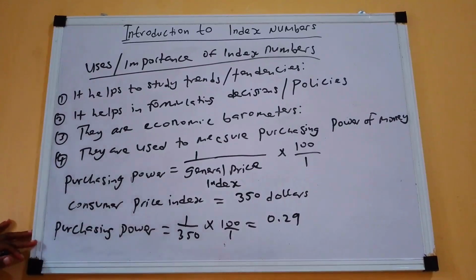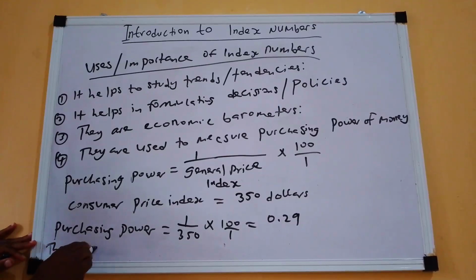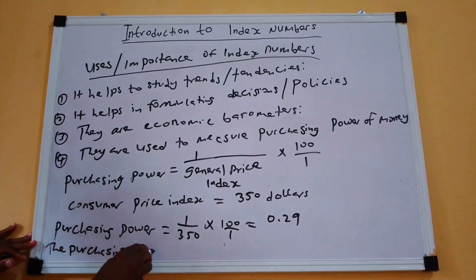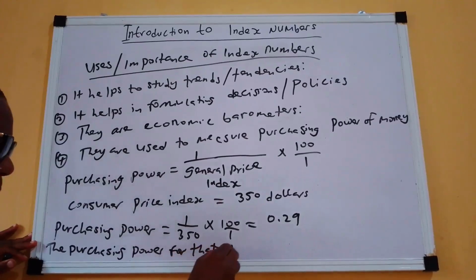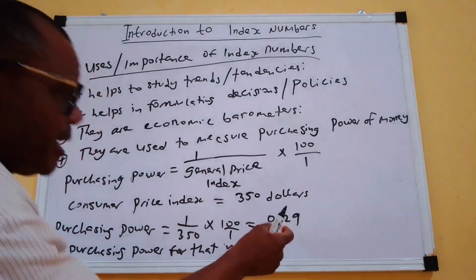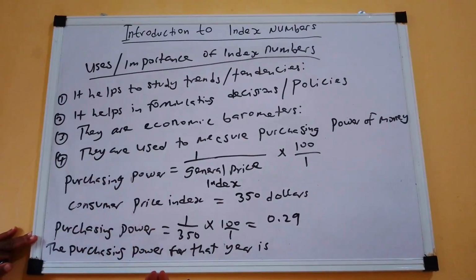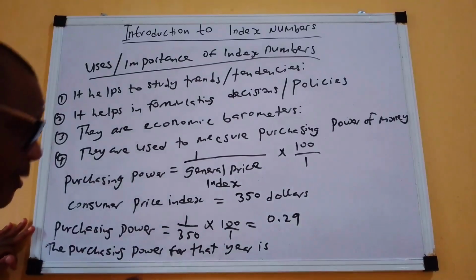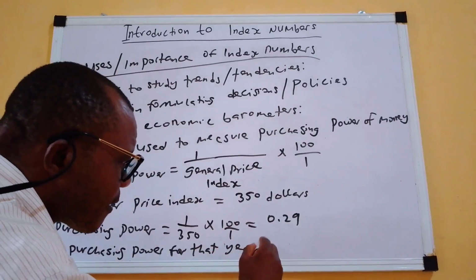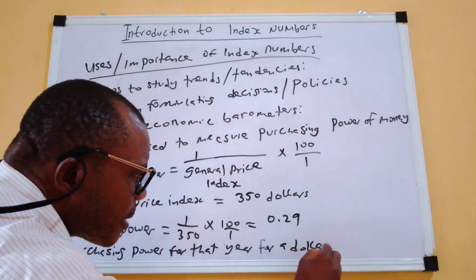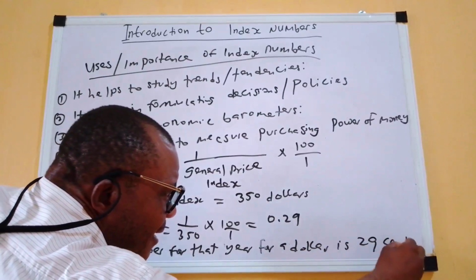So the purchasing power for that year. Of course, you know, 100 cents is $1. So the purchasing power of a dollar in that particular year is given as 29 cents as compared to the base year. So the purchasing power for that year for a dollar is 29 cents. That is what it means.